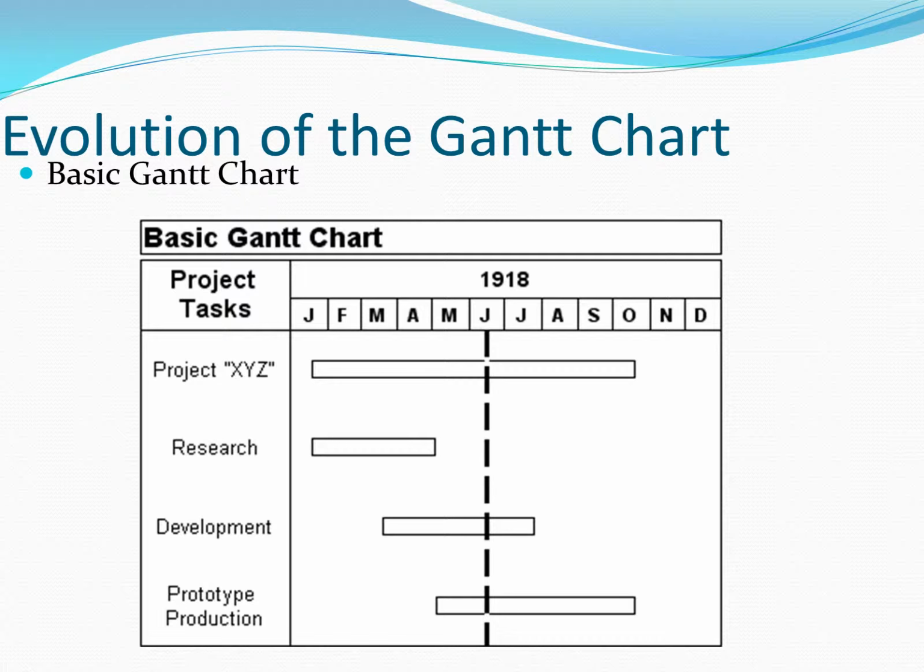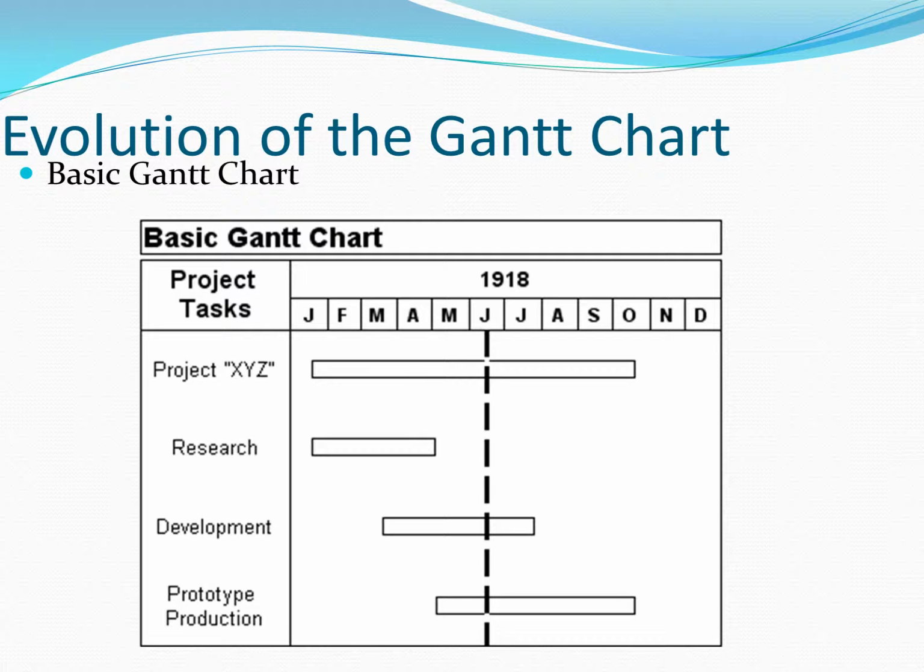So here is a very basic Gantt chart. This dotted line specifies our current date, so this would be the day today. And then we can see here we're about halfway through this project. Now we start off with our main project, Project XYZ, and then underneath that we have subtasks.